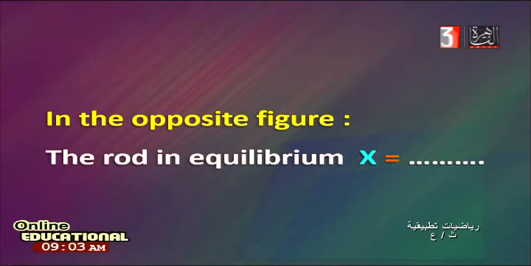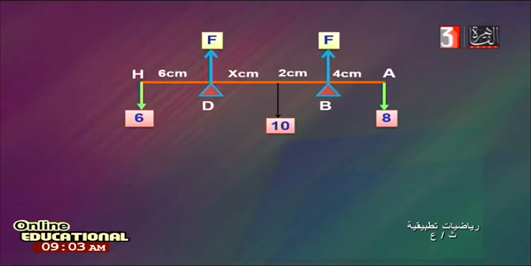The rod is in equilibrium. Look at, we have two forces up and three forces down. The two forces are the same, F and F, which act at B and D, and we have three forces down: 8, 10, and 6. In equilibrium, the forces up equal the forces down. 2F equals the sum of forces, 8 plus 6 plus 10. What is the value of x? Choose the correct answer: 2, 3, 5, 4.